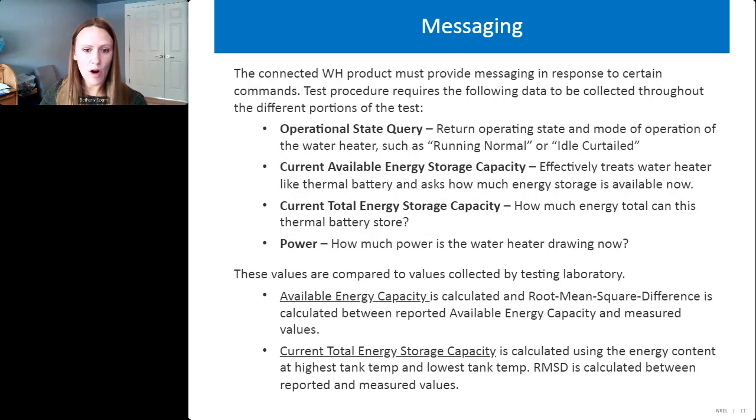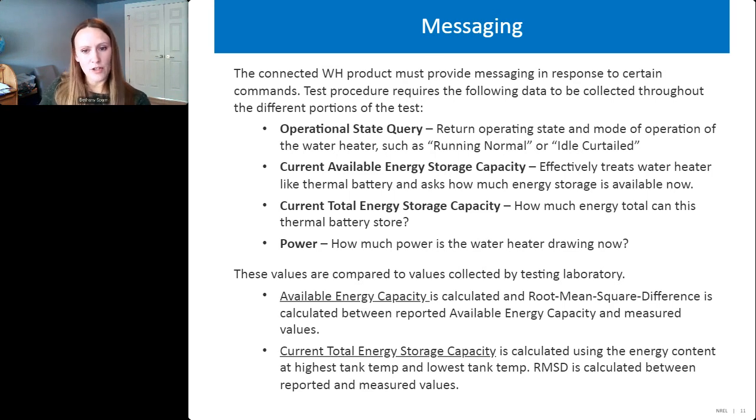And then there are some requirements around messaging. So there are a number of different things that the test procedure asks throughout that the water heater should be sending as data or messaging from the water heater. So operational state is asking about whether the water heater is running or not and in what operating mode it's in. So running normal or idle curtailed or idle elevated. So this returns a statement telling you about what the water heater state is.